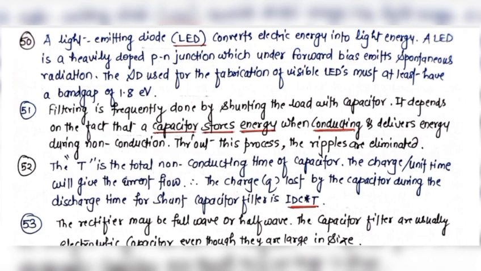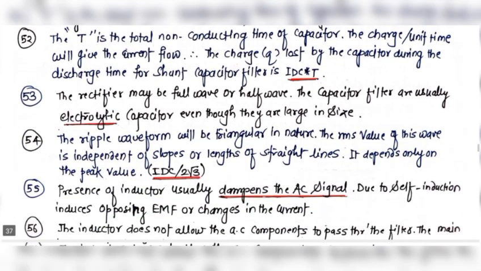The T is the total non-conducting time of the capacitor. The charge per unit time will give the current flow. Therefore, the charge Q lost by the capacitor during the discharge time for a shunt capacitor filter is IDC into T.